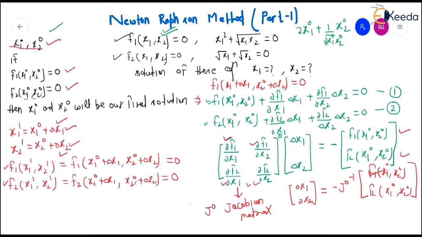So we can see here that the values of Δx1 and Δx2 have been found. We will cross check: if f1(x1¹, x2¹) is 0 or less than or equal to some specified value, and f2(x1¹, x2¹) is also less than the specified value, then this will be our final solution, meaning the Δx1 and Δx2 values are right, and x1¹ and x2¹ will be our final solution. If not, then we will calculate the next value as we have discussed here.